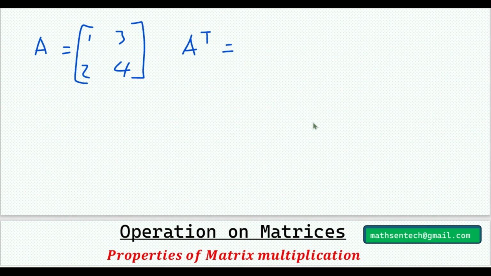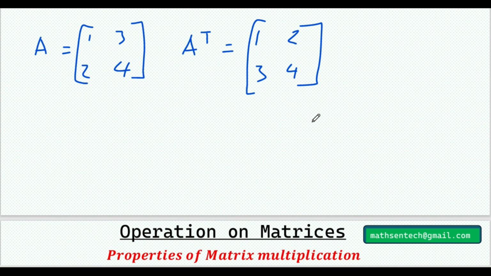What do we do? I'll just change the first row to become a column and the second row to become a column. So you just write 1, which is our first row, and then 3 going down. So we have changed the first row to be a column. Then you go to the second row, also convert it to become a column. So again, you'll have 2, 4. Very easy. So that is the transpose of matrix A.